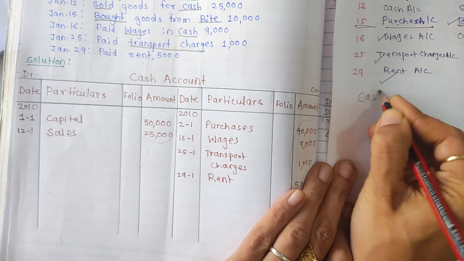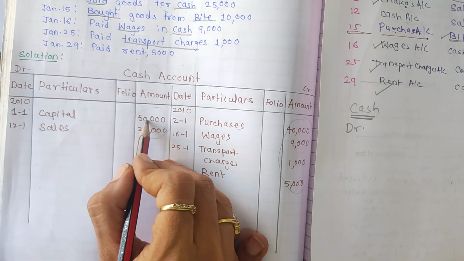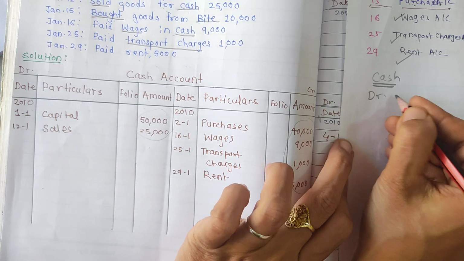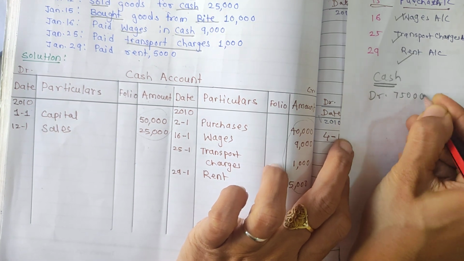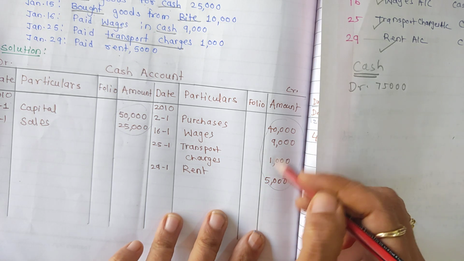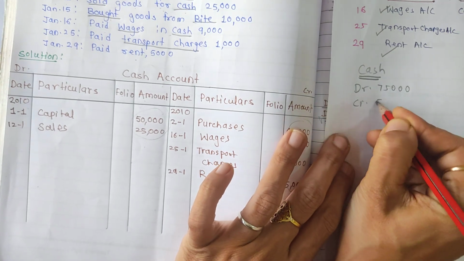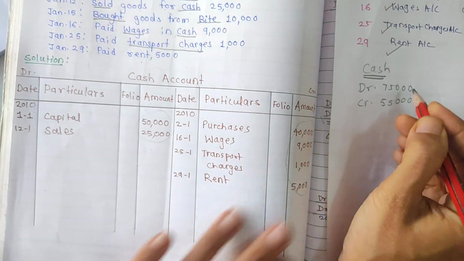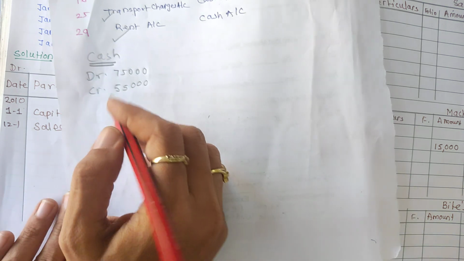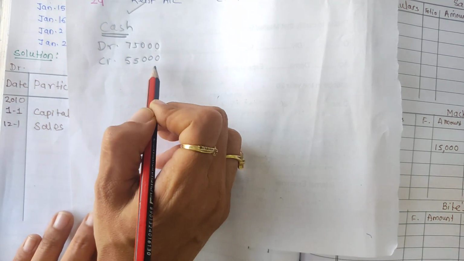So for the cash account, the total for the debit side is 50,000 plus 25,000, that is 75,000, and the credit side total is 40 plus 9 plus 1, that is 50,000, plus here 5,000, that is 55,000. Okay, so we made totals for both sides. For the cash account, debit is 75,000, credit is 55,000.